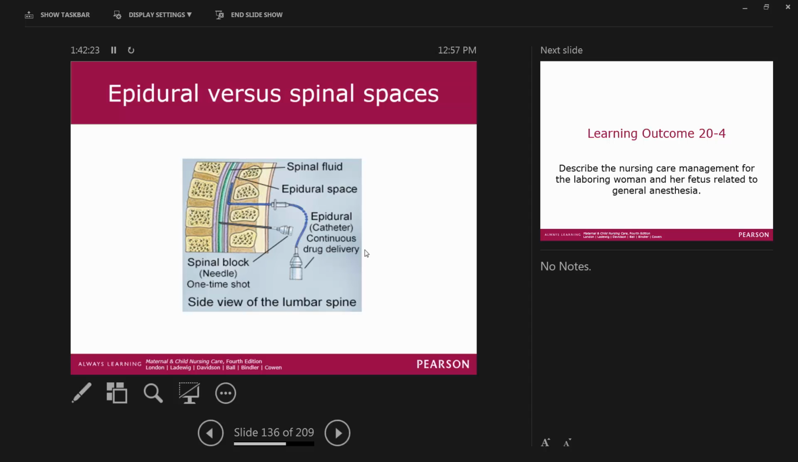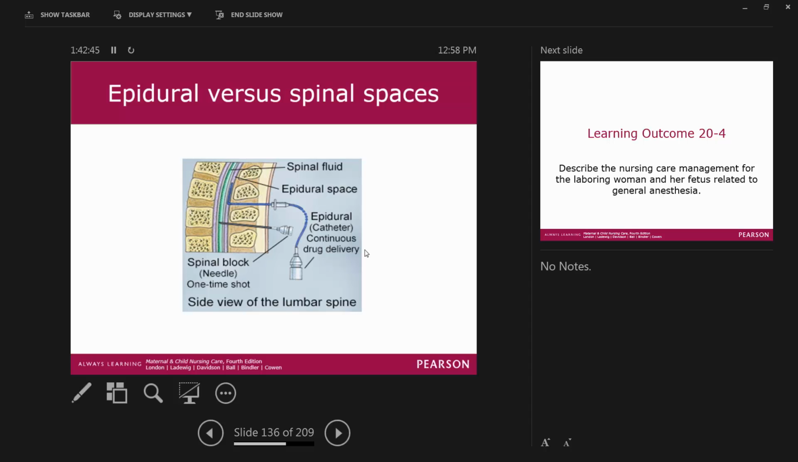Okay. So deep in is where the spinal nerves are; the spinal canal is the spinal space. And then there's a layer before that, the epidural space, and that's where the epidural goes.